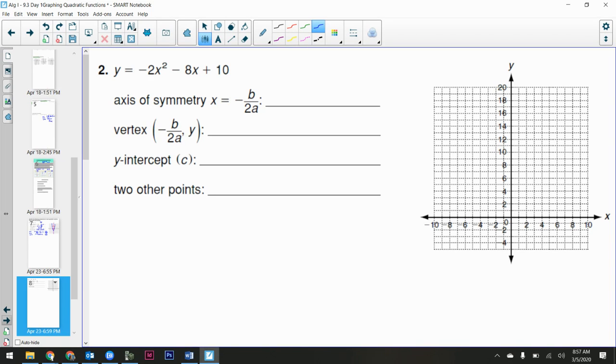Guys, remember, you should always double check. Your vertex should be on that dotted line. Right? Your vertex should be on that dotted line. I'm going to give you guys a head start here. Identify A, B, and C. And start calculating your axis of symmetry.